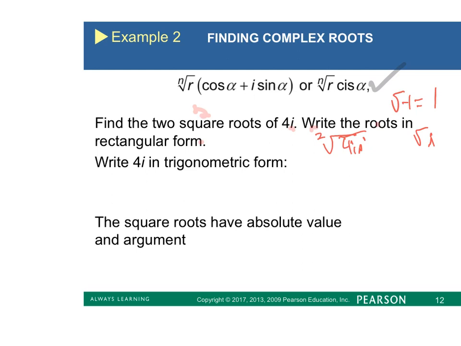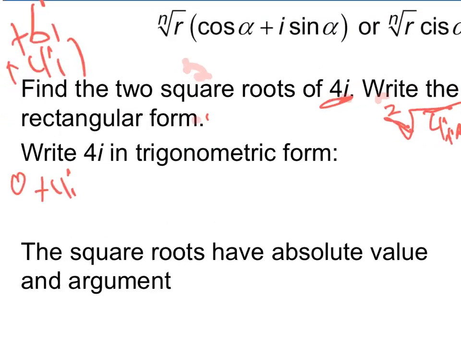Okay? So we're doing something a little different now. We're doing the square root of 4i, and he wants the answer in rectangular form. So first of all, let's take 4i, which, by the way, in a plus bi form would be 0 plus 4i. That is my complex number. Write it in trig form. So if I have 0 plus 4i in complex form, let me draw out my triangle here.